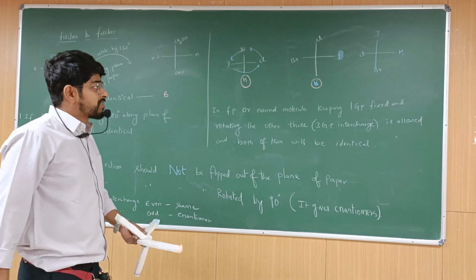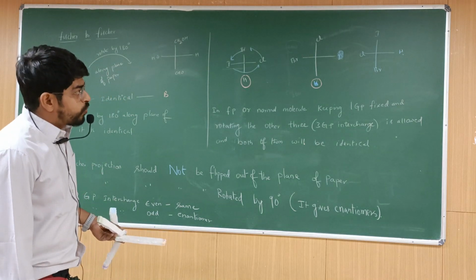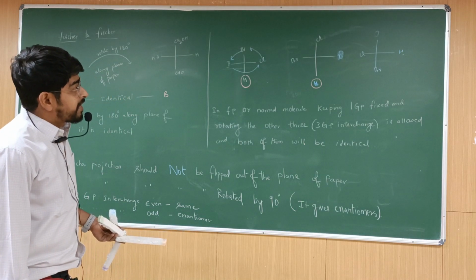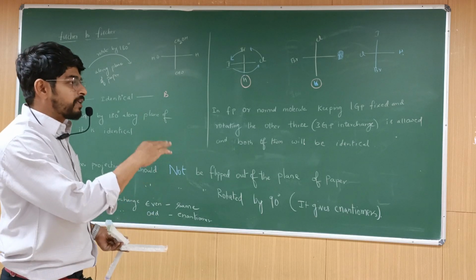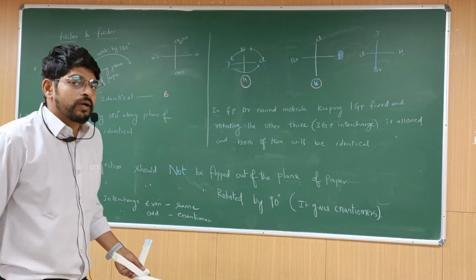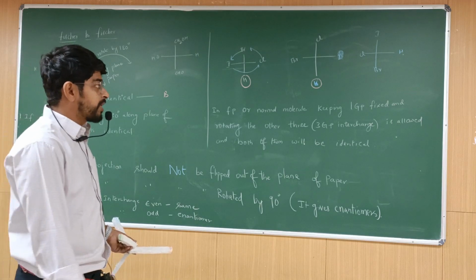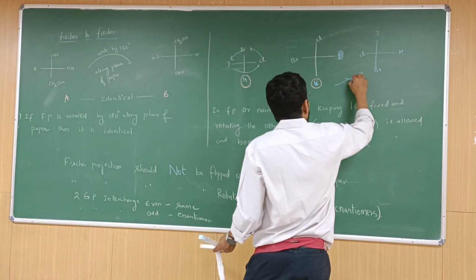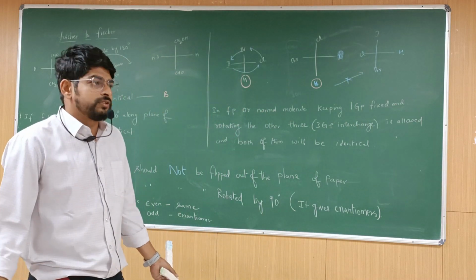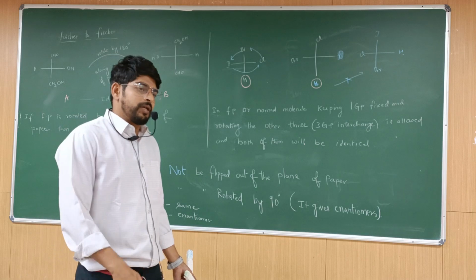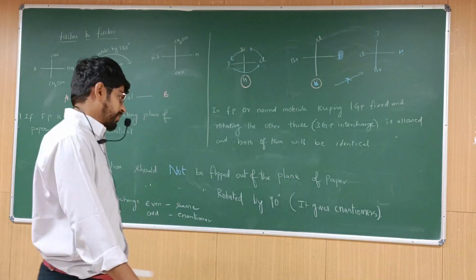Again, the same problem arises with 90 degree rotation. When I do a 90 degree rotation, indirectly what did I do? I brought the groups outside to inside, groups inside to outside, which is not allowed in Fischer projection. That is why you cannot do a 90 degree rotation. If you do a 90 degree rotation, configuration is going to change. D might become L, L might become D. So you are not representing the identical molecule.